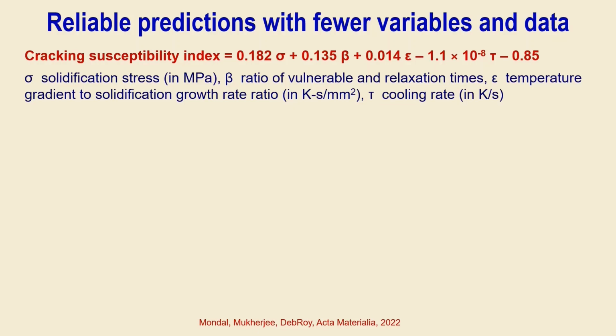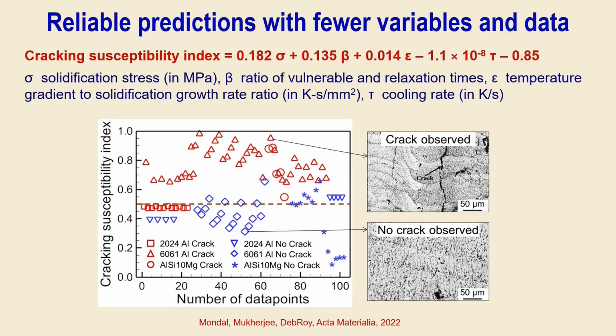Here, physics-informed learning was used to derive the cracking susceptibility index. But it was not based only on the raw data. The cracking susceptibility index varies between 0 and 1, and a critical threshold of 0.5 was able to delineate the cracked and crack-free cases for 102 data. Rigorous testing shows that these predictions are very accurate.